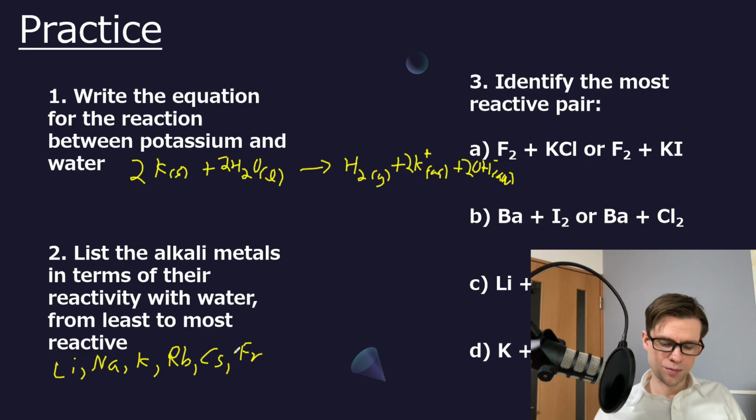Okay, then 3, identify the most reactive pair. It's important to understand what this means. So the most reactive pair will come from the combination of the highest electronegativity or the greatest electron affinity, the greatest need for an electron, mixed with the lowest ionization energy.